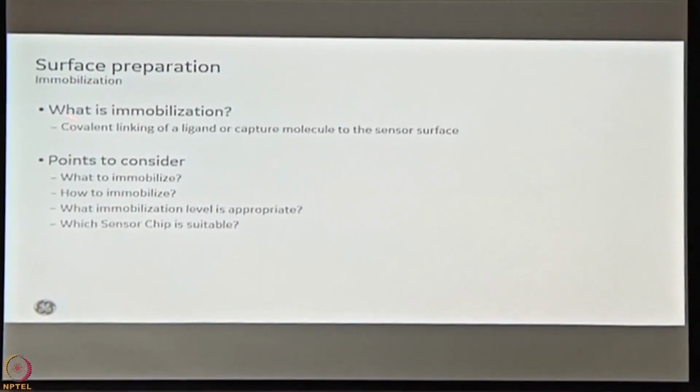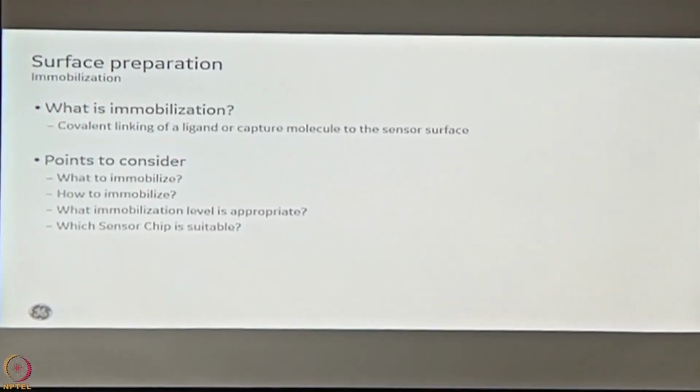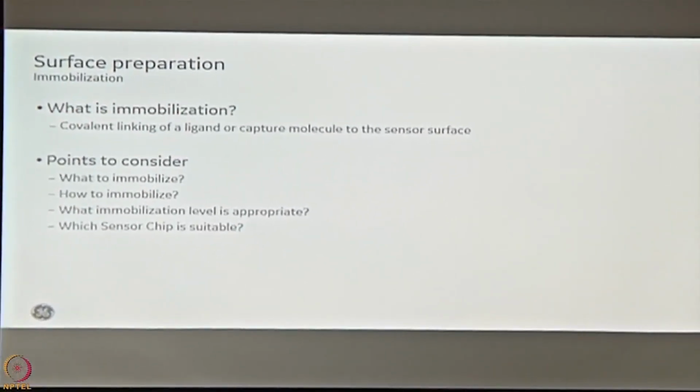So first of all, what is immobilization? We all know, right. How do we stick it to the surface? We covalently link it. It is not just any attraction, it's covalent linkage. So once you immobilize, that is immobilized for good, you cannot strip it out. Once you immobilize something on the surface, you can't strip it out.